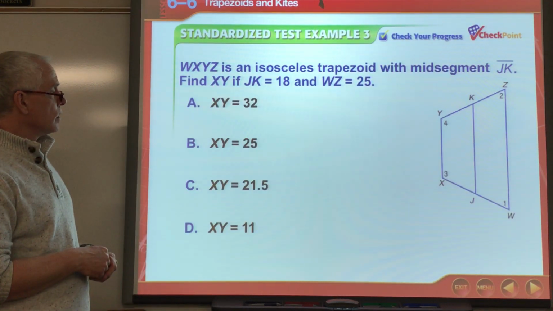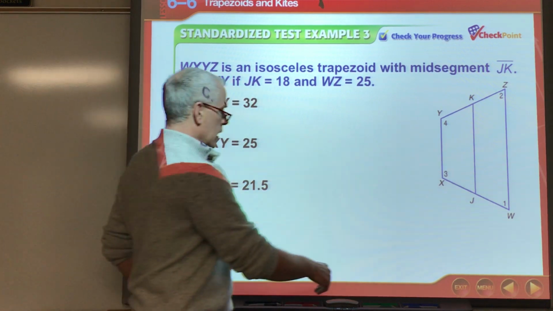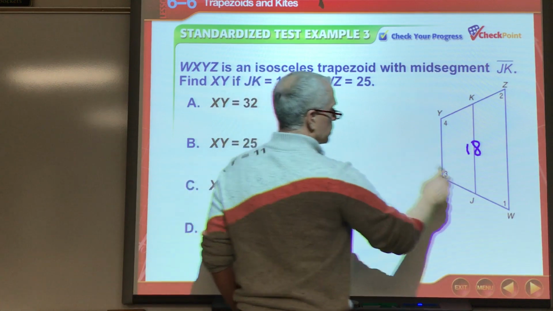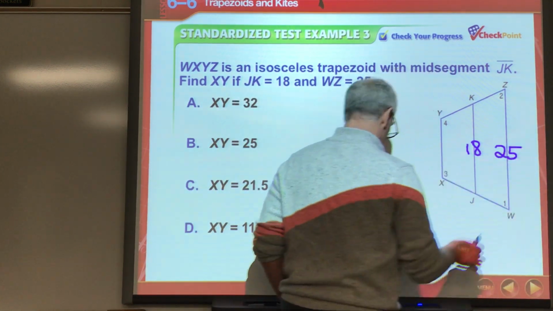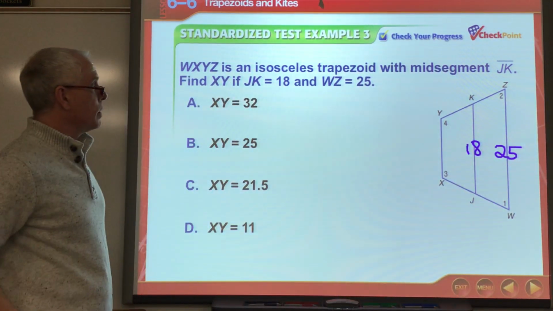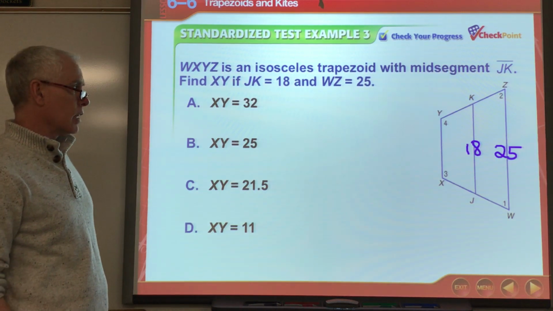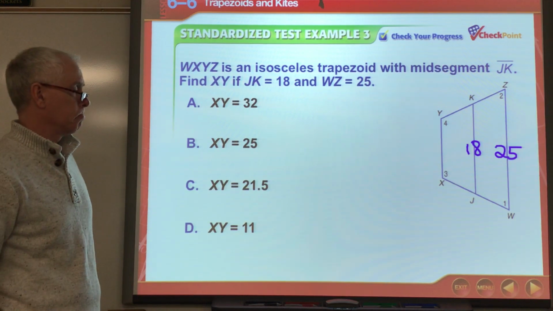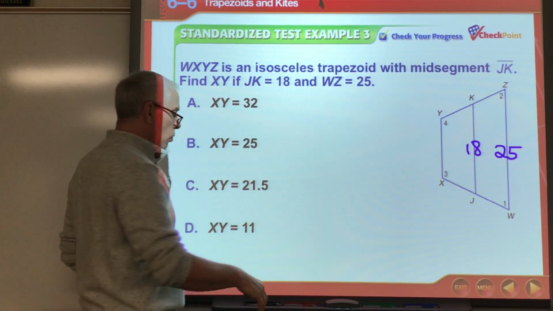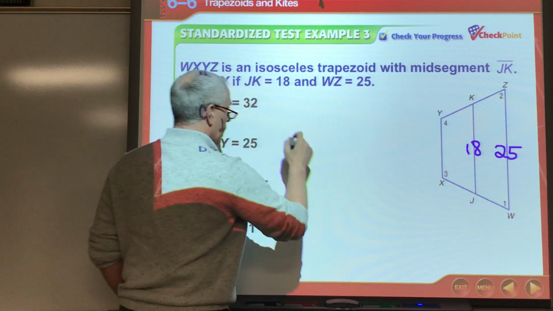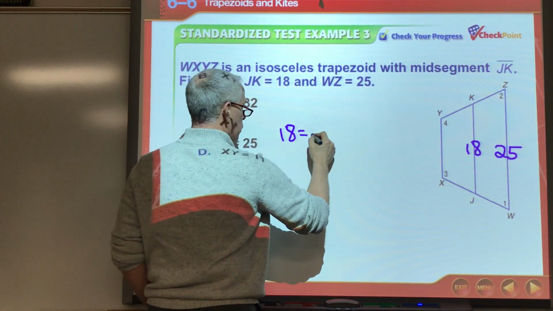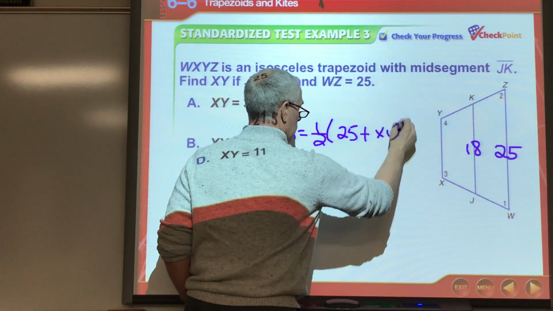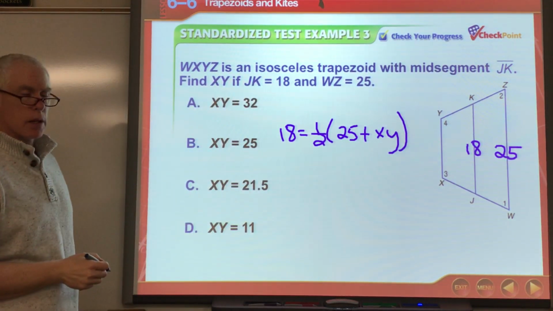So, similar situation. JK is 18, and WZ is 25. And they want me to find XY, given that KJ is the mid-segment. So pause it and give this a shot on your own. Okay, so what we learned is that the mid-segment is equal to half the sum of the bases. So that's the formula that we would use.